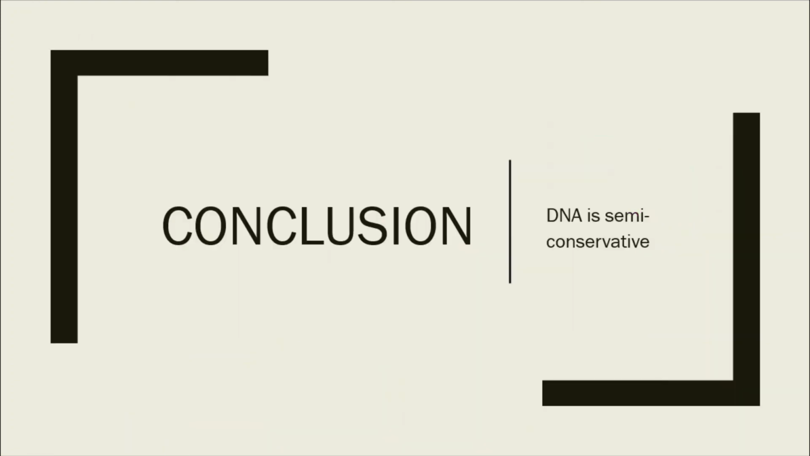In conclusion, DNA replication is semi-conservative, which means that each strand of the original double-stranded DNA is used as a template for replication so that every piece of DNA will have 1 old strand and 1 new strand.